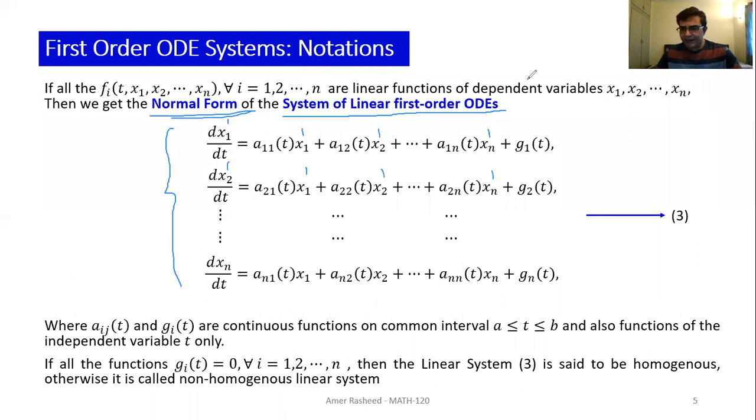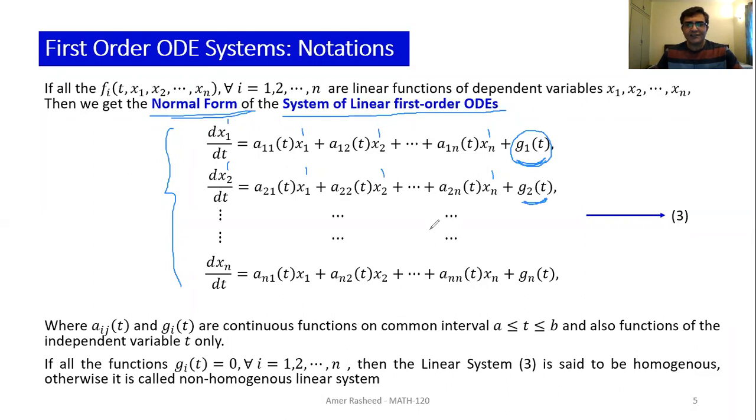There is a question in the chat window: what if there is a constant in the equation? This function may be a constant. It may be a function of t. It may be a constant as well. So any equation may contain a constant, and that will be treated as this function. Okay, I hope you got it.